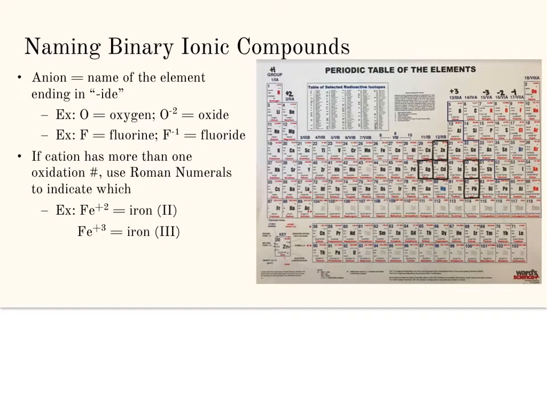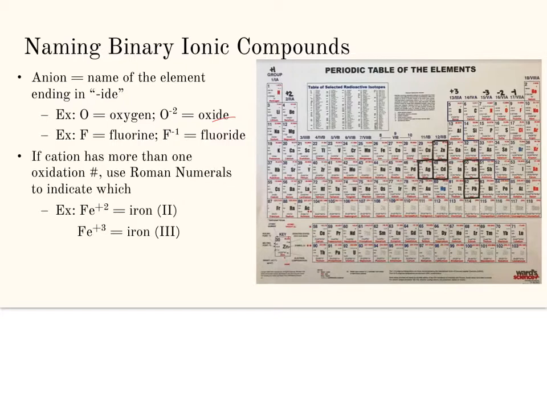When we name the anion, which is the second element or the negatively charged element, we're going to use the name of the element, but we're going to change the ending to IDE. So change the last three letters of that element name on the front side to IDE. For example, O on the front of the periodic table is called oxygen. However, in an ionic compound, it gains 2 electrons, so it has a -2 charge. So we would call it oxide.